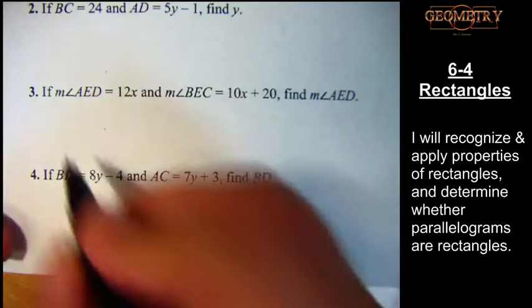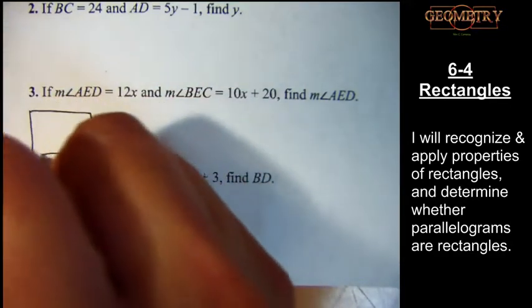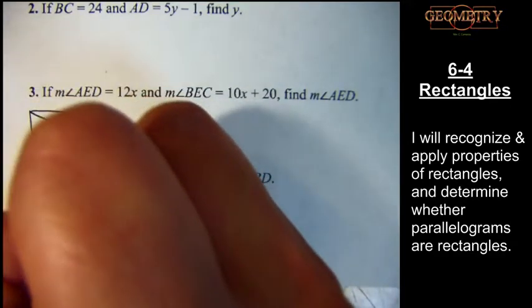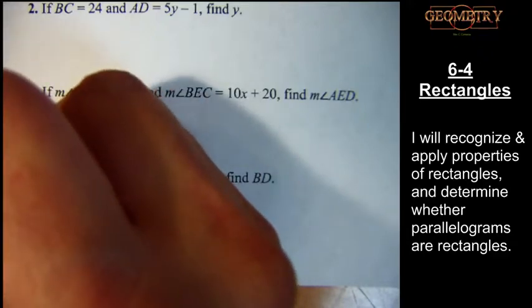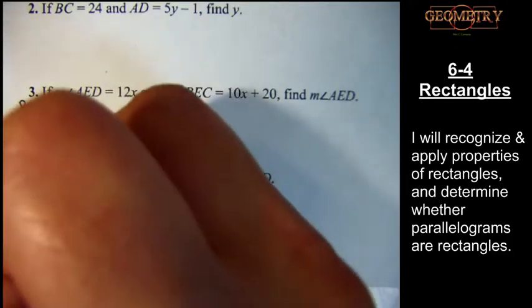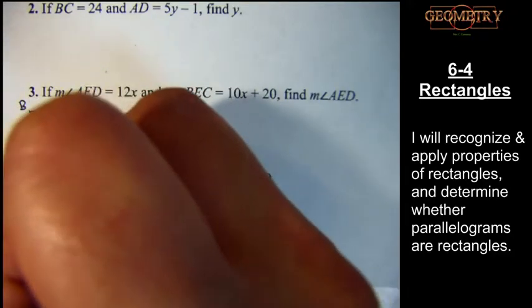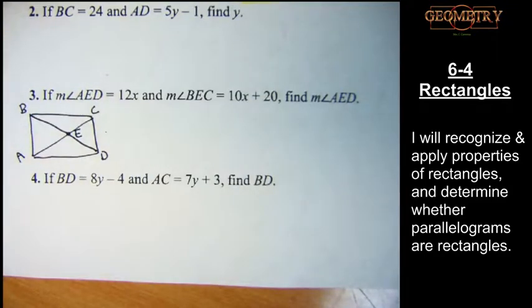Okay? I have the same quadrilateral with the diagonals showing. So there's A, B, C, D. And then I have the intersection where those diagonals intersect. I have that showing as E.